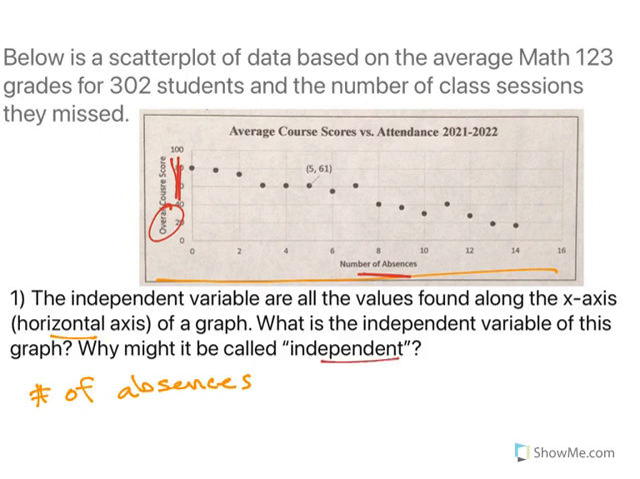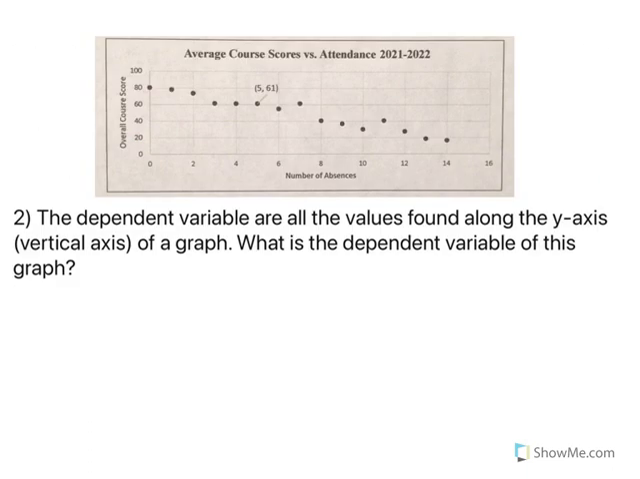So it's independent because it impacts other things, right? Your absence in class impacts your course grade. So it impacts other things. That makes it independent. Let's move on to number 2, the dependent variable. The dependent variable is our vertical or our y-axis. So the dependent variable is our overall course score.